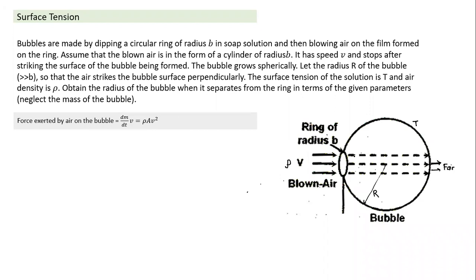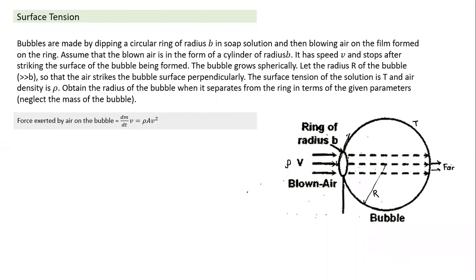And this bubble is only in contact with the ring. So there's a surface tension force. It is exerting a force on the ring in this direction, tangentially. And the ring will exert a force tangentially like this. So if I take the horizontal component of the surface tension force acting on the ring, that would be equal to the force exerted by the air.